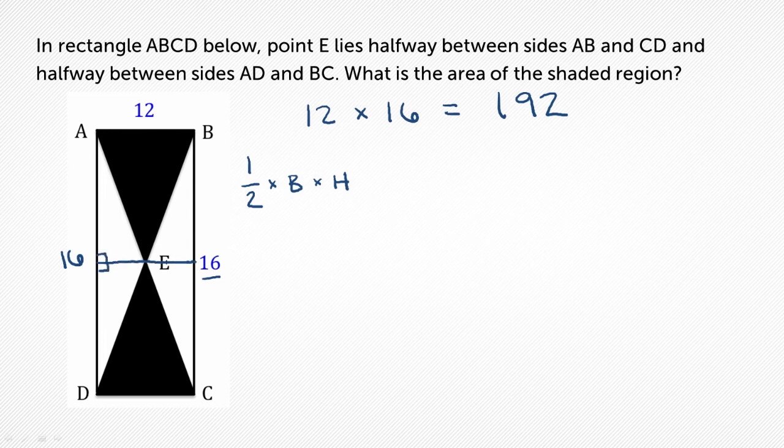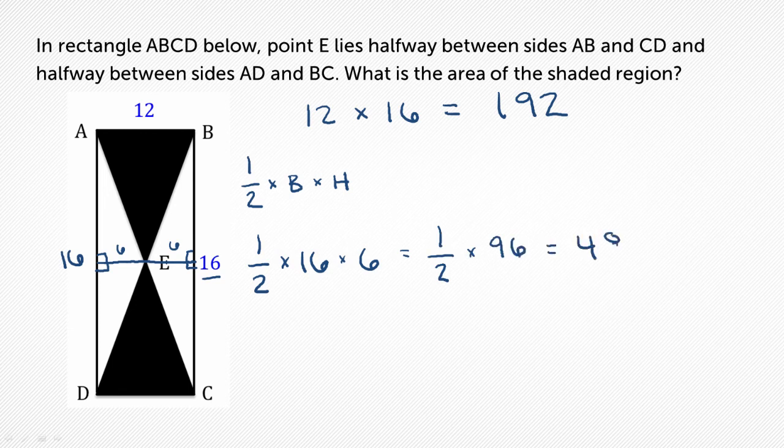we know we need to meet that base at a 90-degree angle, and we know that point E lies halfway between sides AB and CD. That side length is 12, which means that if I cut that in half, each of these heights is 6. Okay, so now I have the base and height for each of those non-shaded triangles. So I can plug those into my formula. 1/2 times the base of 16 times the height of 6. Well, that gives me 1/2 times 96, which equals 48. So each of those non-shaded triangles has an area of 48.